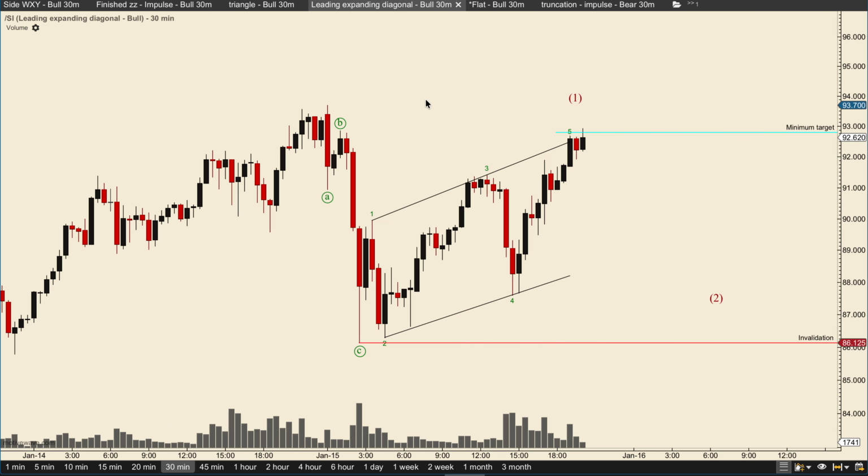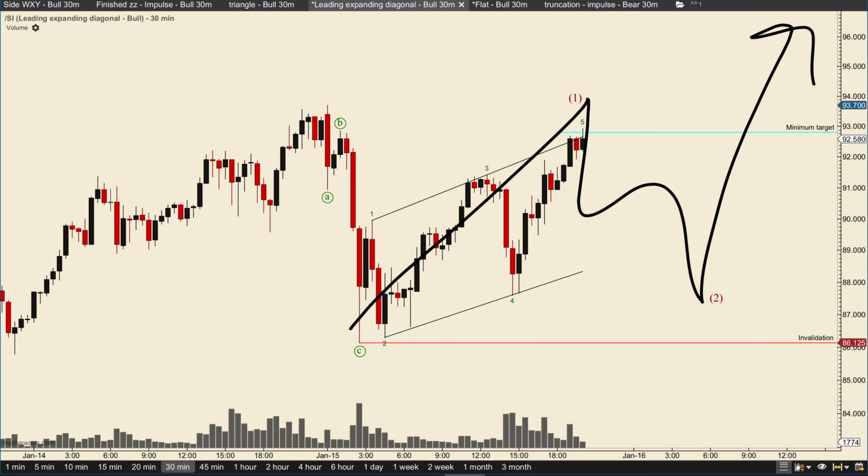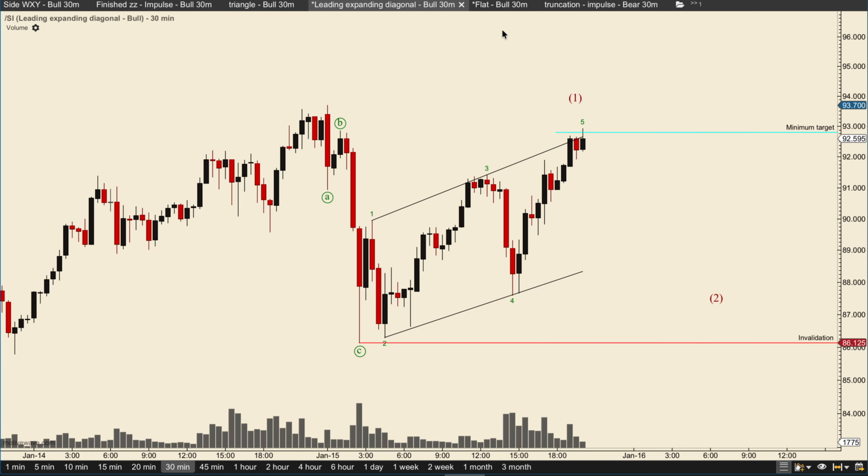Then we have a leading expanding diagonal, which is uncommon, but it exists. So ABC, 1, 2, 3, 4, 5. And now I see that we have reached the minimum target for a leading expanding diagonal. So that is great for just this scenario. And after this move, we are looking for like 1, 2, and then we go up, taking out this high.